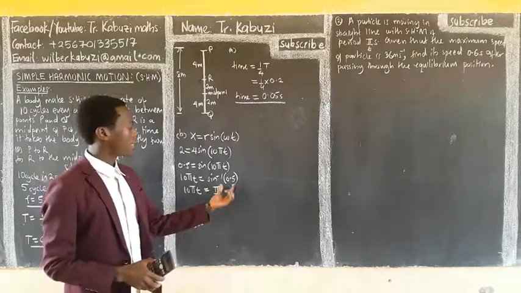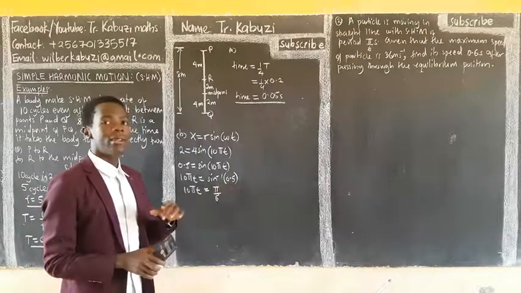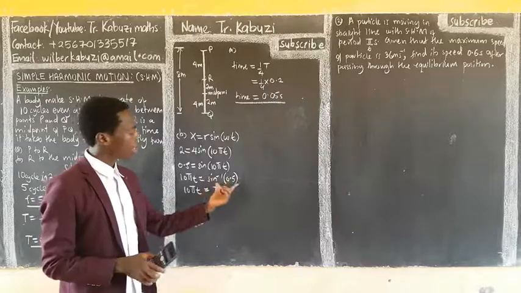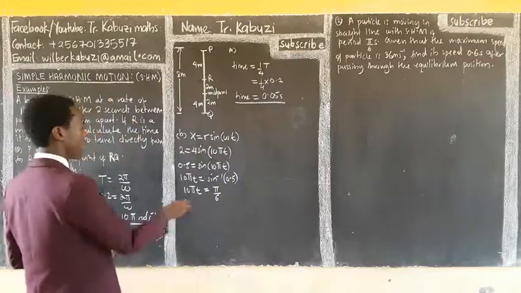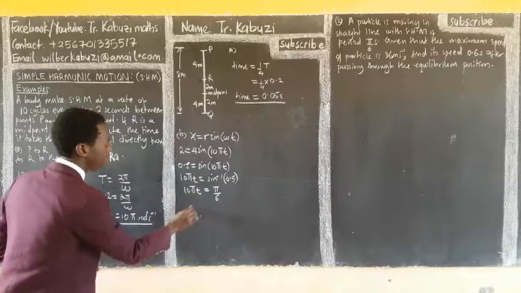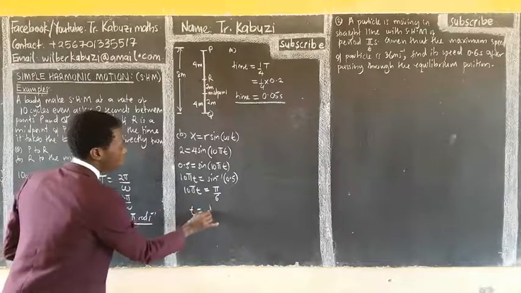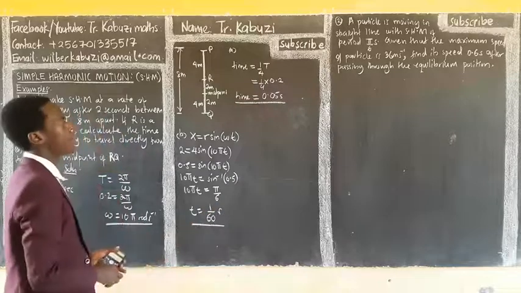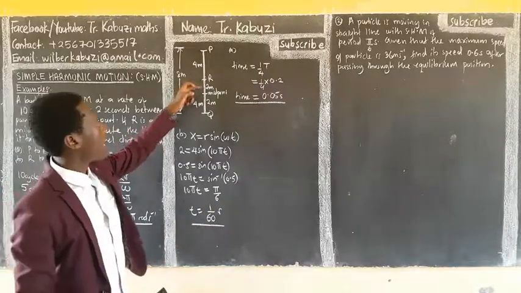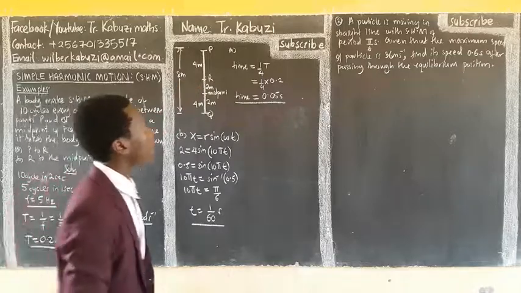If you don't want this, then you press this when your calculator is in radians mode. Then you press this, and then after you divide, it's okay. So this will cancel with that, so that my t is going to be 1 over 60 seconds, and that will be the time from here up to there.